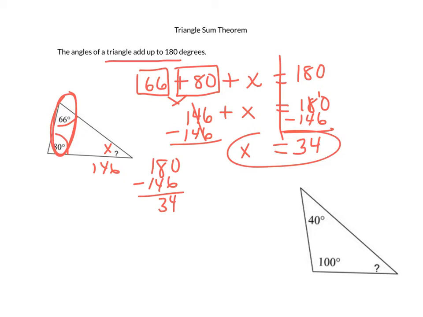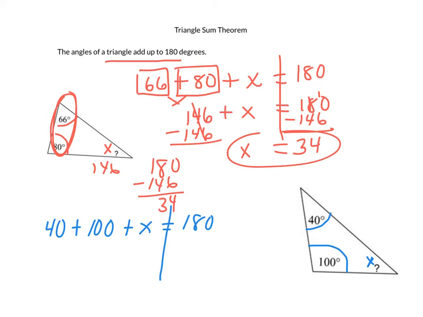Let's go to the bottom triangle down here. Same thing, we are given two angles. One of them is 40 degrees, one of them is 100 degrees, and I might call this X or Y or whatever variable I want to use. So again, we have to add up the three angles. 40 is one of the angles, 100 is another of the angles, and X is the third angle, and they have to add up to 180 degrees because that's the property that we've just learned about triangles.